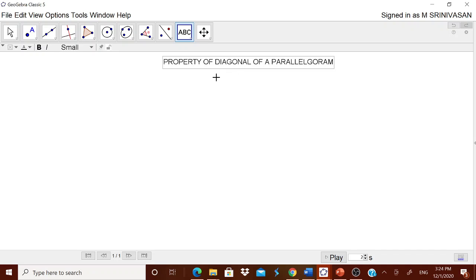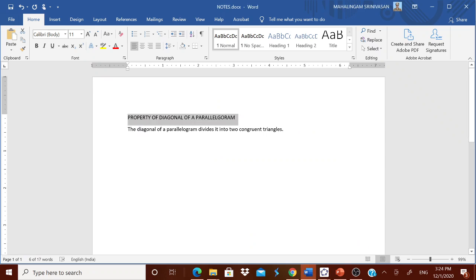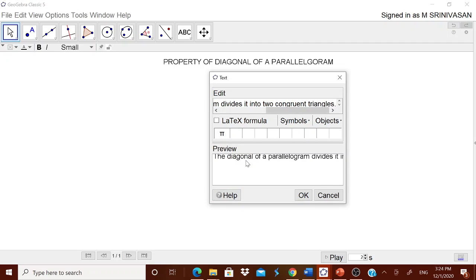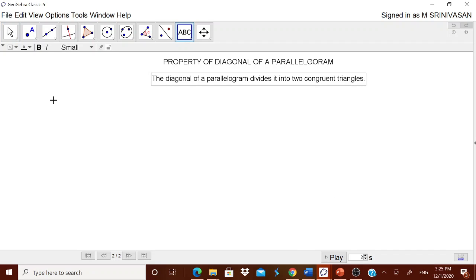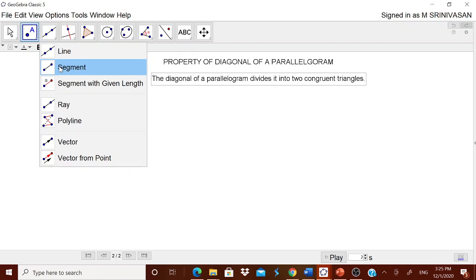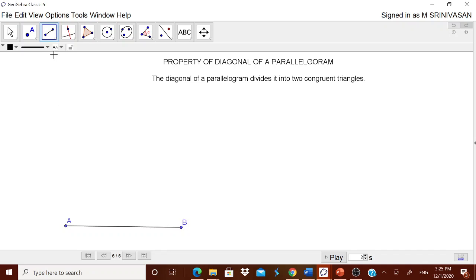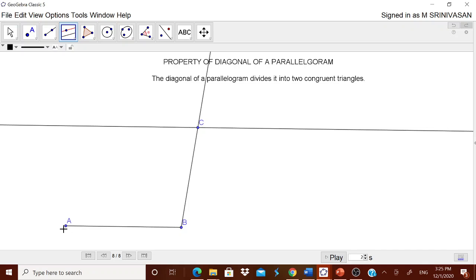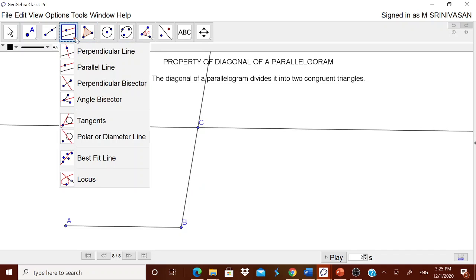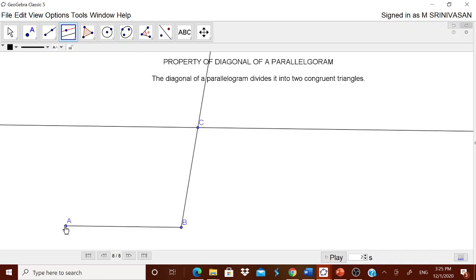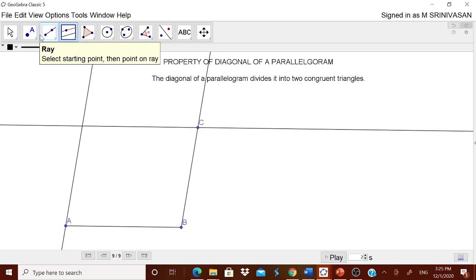Now another property, that is what this diagonal does. The diagonal of a parallelogram divides it into two congruent triangles. Let us try to make a parallelogram. I think we have done it so many times, we will do it once again. We will take AB and draw a ray from here, going up to here. Then we will draw two parallel lines, one parallel to this AB through this C, and another parallel line through A to this BC. Sorry, another parallel line through A for this line. Okay, and the point of intersection meets at D.